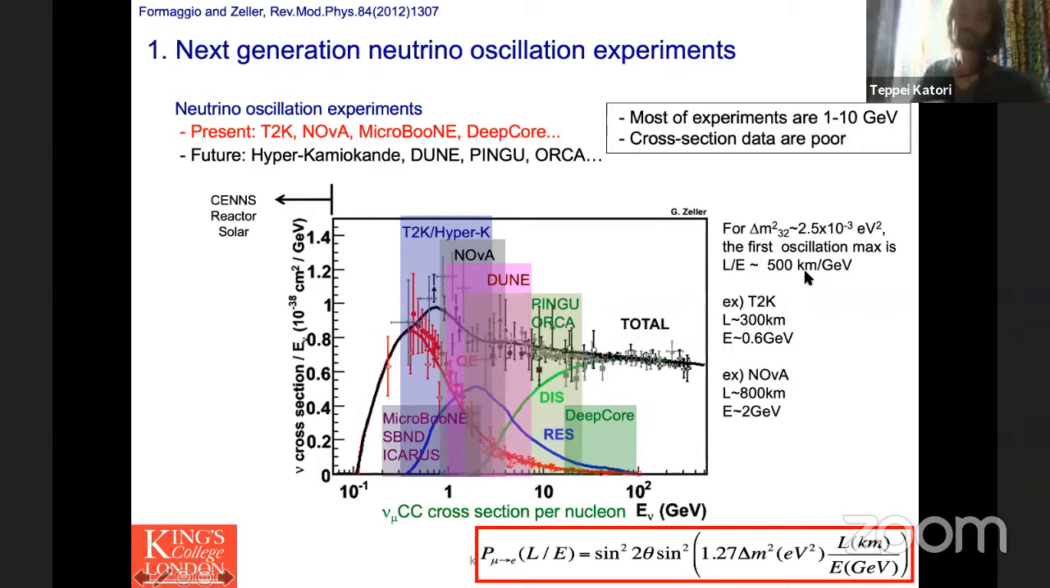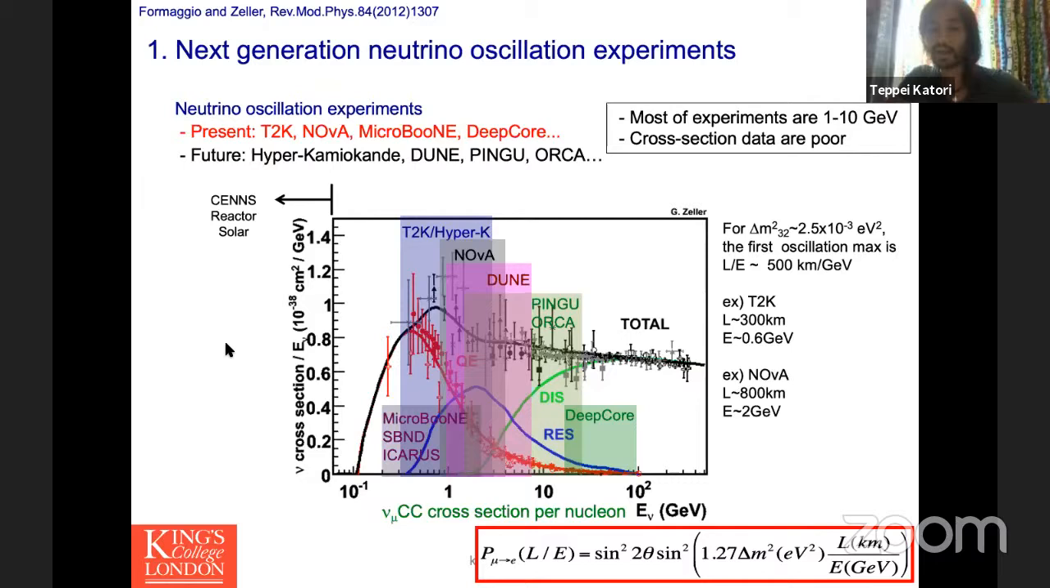So this is an overview of oscillation experiments. The present experiments include T2K, NOvA, MicroBooNE, DeepCore, things like that. And the future ones include Hyper-K, DUNE, PINGU, ORCA. There are a few classes of experiments I don't talk about, such as coherent or reactor experiments and so on. And what is striking here is that all experiments are around 1 to 10 GeV.